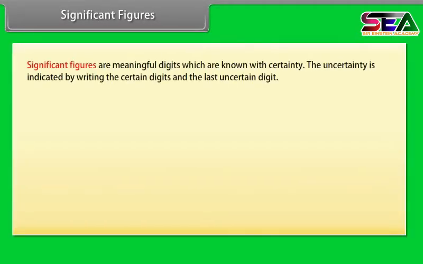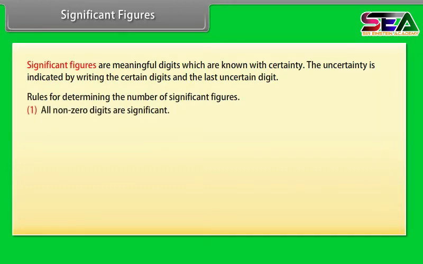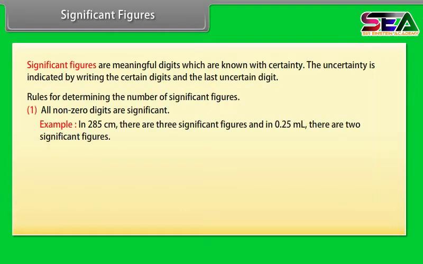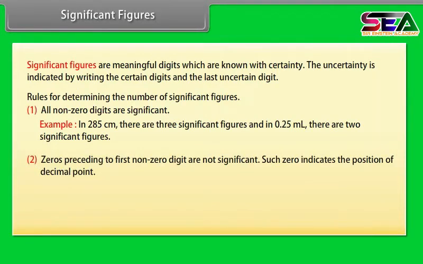Significant figures. Significant figures are meaningful digits which are known with certainty. The uncertainty is indicated by writing the certain digits and the last uncertain digit. Rules for determining the number of significant figures. All non-zero digits are significant. Example, in 285 centimeter, there are 3 significant figures, and in 0.25 milliliter, there are 2 significant figures. Zeros preceding the first non-zero digit are not significant. Such zeros indicate the position of the decimal point.